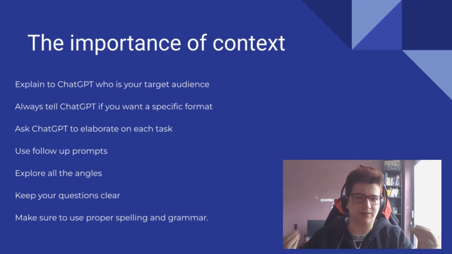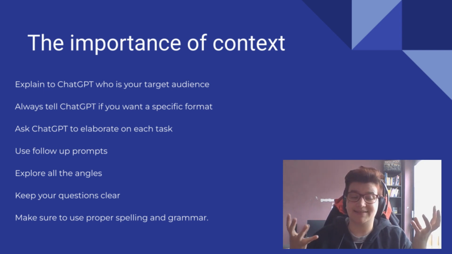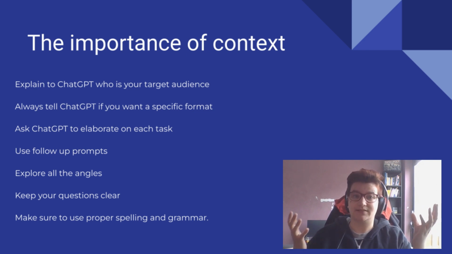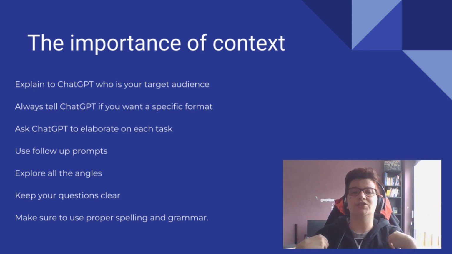ChatGPT is a language learning model, which means it generates sentences based on previous entries and the most likely used word in that context. So the more information you give to ChatGPT, the better the result will be. Let's take a look at some examples.